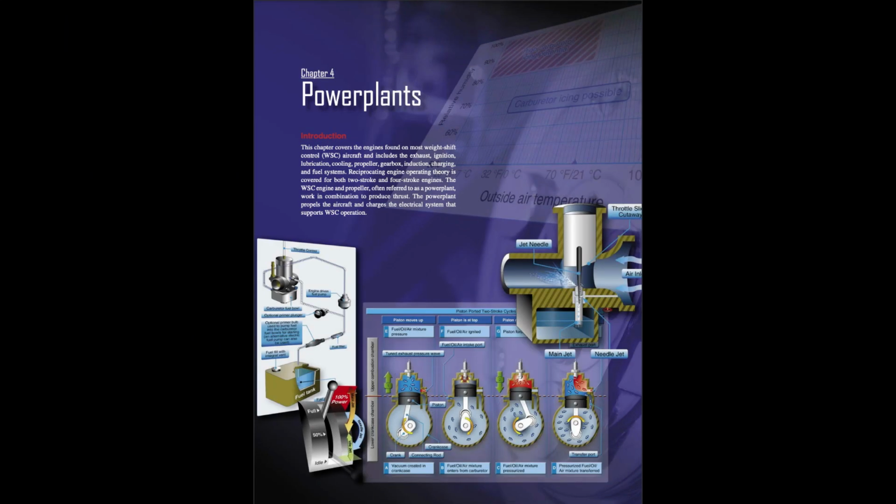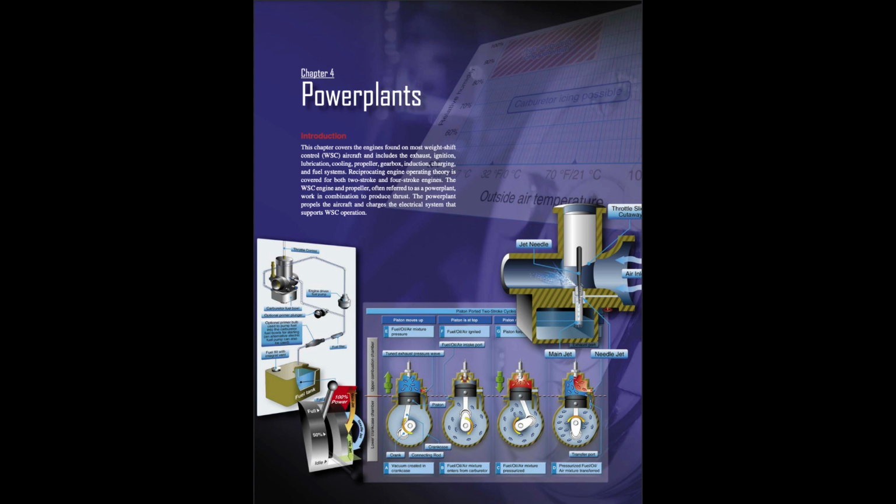Chapter 4. Powerplants. Introduction. This chapter covers the engines found on most weight shift control (WSC) aircraft and includes the exhaust, ignition, lubrication, cooling, propeller, gearbox, induction, charging, and fuel systems.